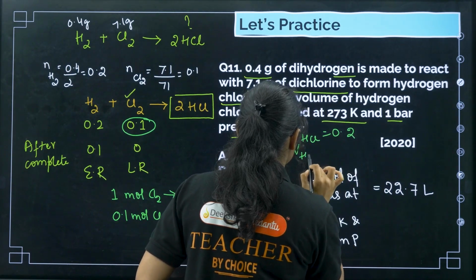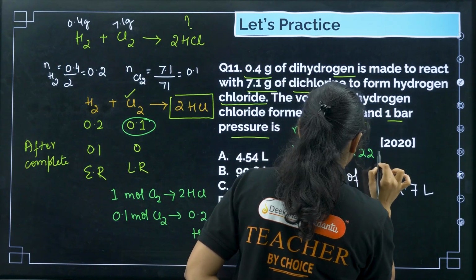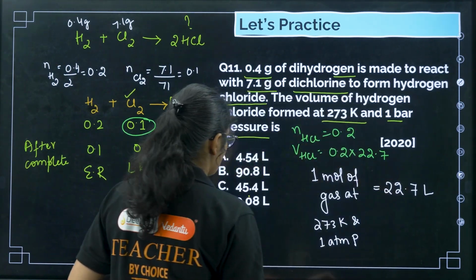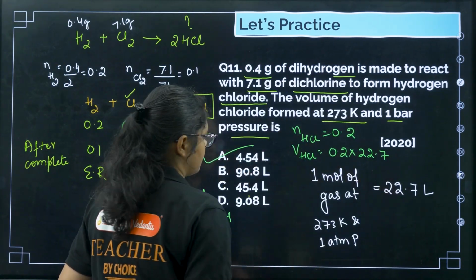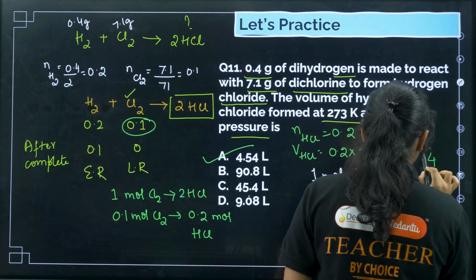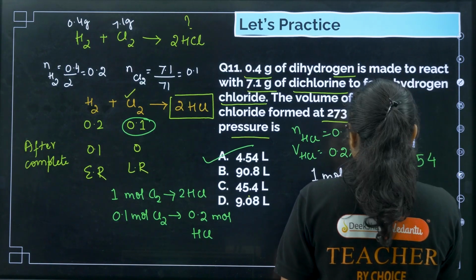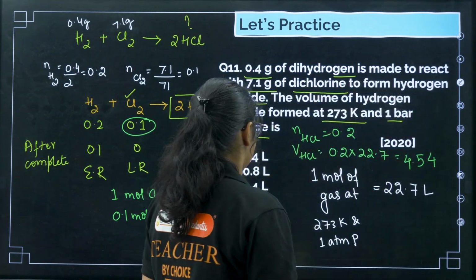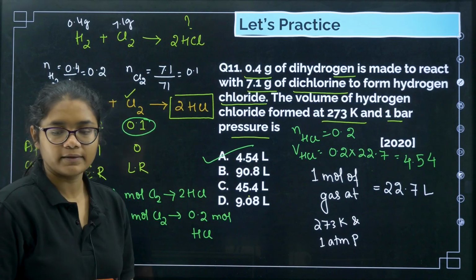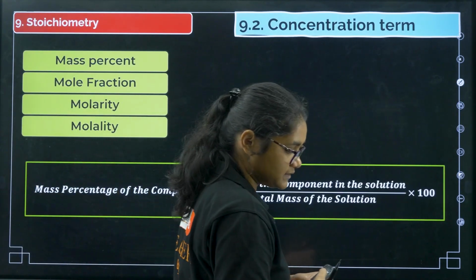Now what is the volume of HCl? That is 0.2 into 22.7. Okay, so now if you solve this, you will get 4.54. Okay, just you can solve, multiply and check. 2 7s are 14, 2 2s are 4, plus 1 is 5, 2 2s are 4. So you need to put 2 decimal places, so 4.54 liter. Okay, clear? Fine. Next, let us go to the next topic, that is concentration terms.